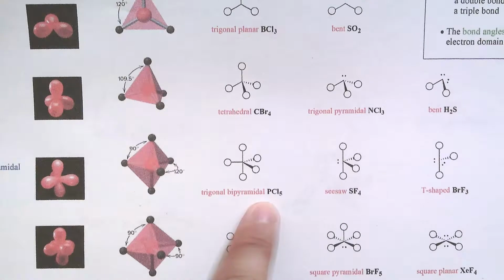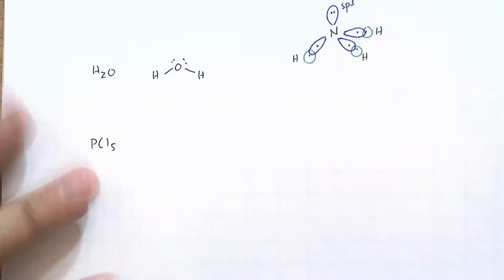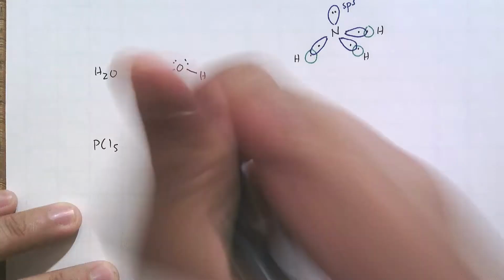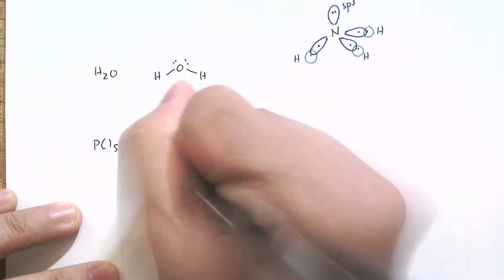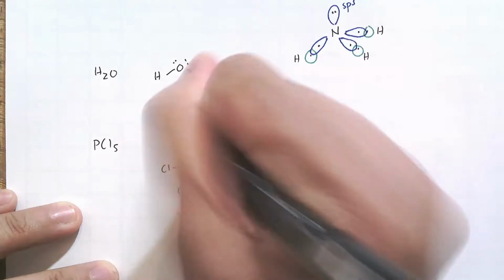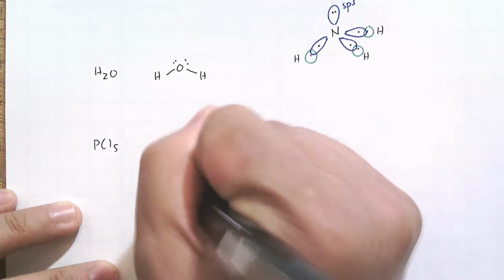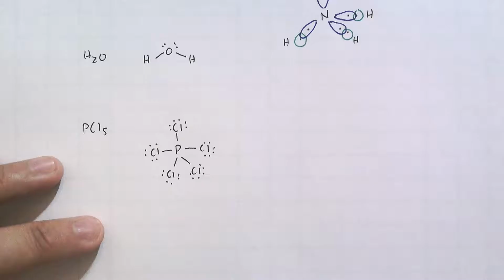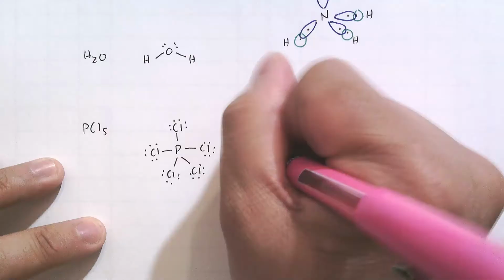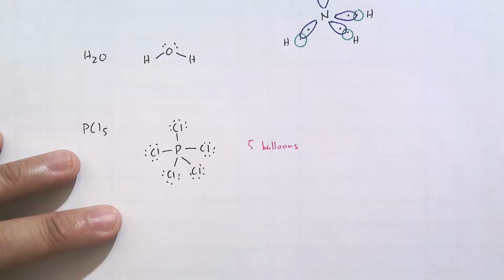Let's look at PCl5. Because that's going to be a little bit trickier. Let's do the Lewis structure first. You have P. We're not worried about shape right now, I'm just worried about the Lewis structure. P can have a hypervalency or expanded octet. And this is the proper Lewis structure. We know for a fact that since you have five balloons, this is what's called trigonal bipyramidal.